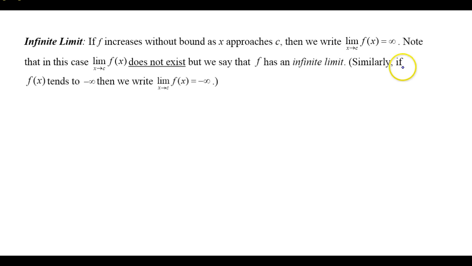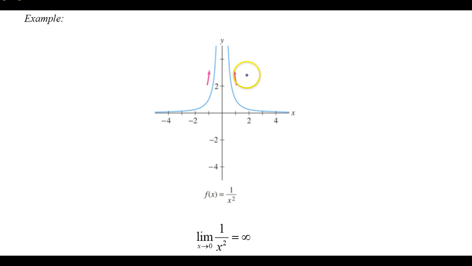Now similarly, if f of x tends to, this also means approaches, negative infinity, so if this time the function is going towards really big negative values, then we write the limit as x approaches c of f of x equals negative infinity. But again, this limit still does not exist. Alright, so let's go ahead and take a look at an example.